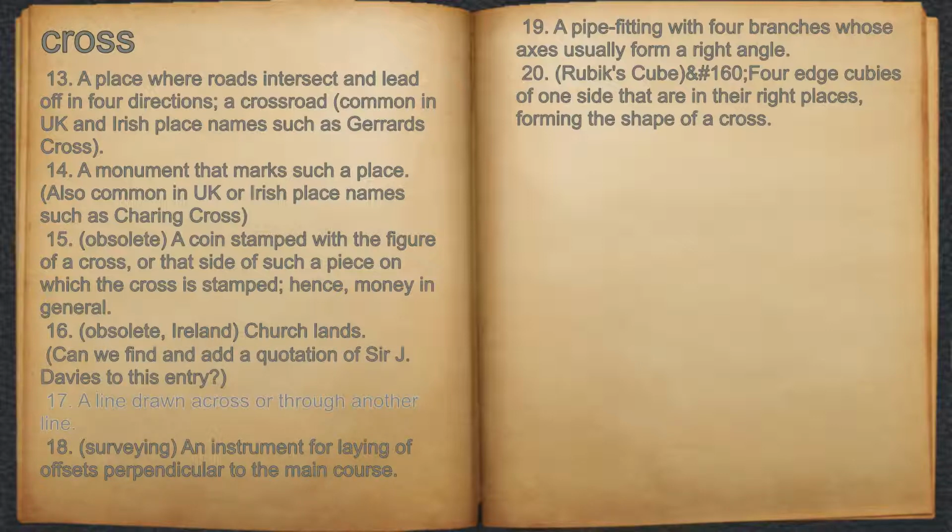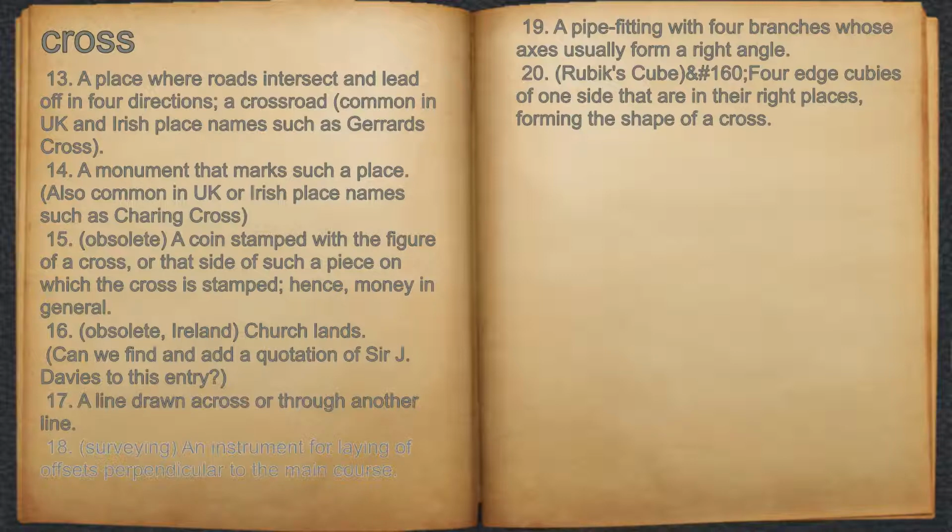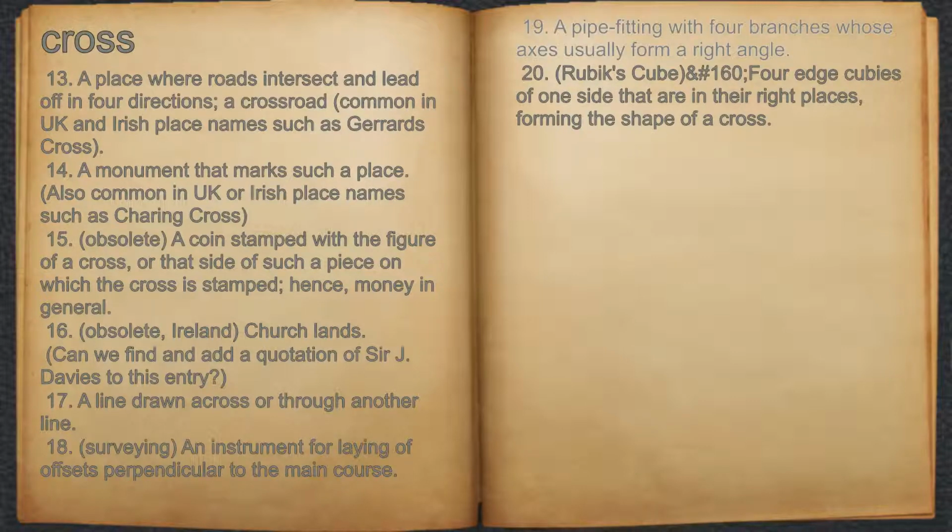17. A line drawn across or through another line. 18. Surveying. An instrument for laying off offsets perpendicular to the main course. 19. A pipe fitting with four branches whose axes usually form a right angle. 20. Rubik's Cube. In method step 160, the four edge cubies of one side that are in their right places, forming the shape of a cross.